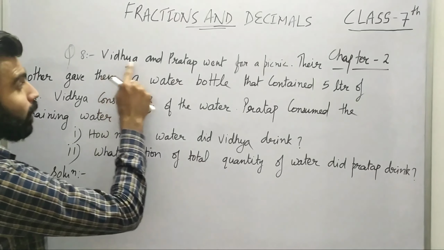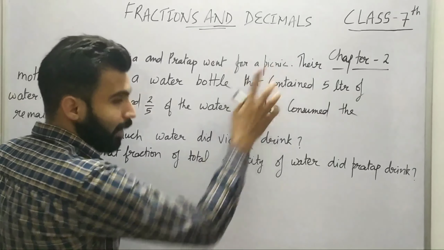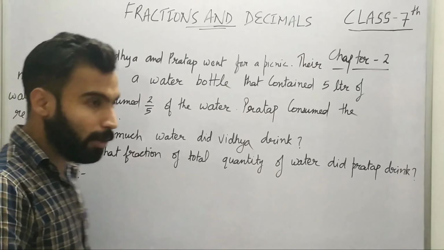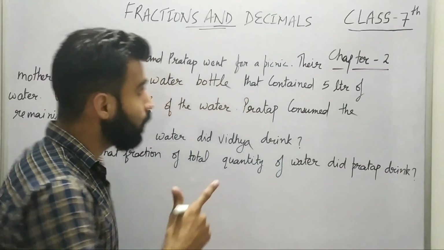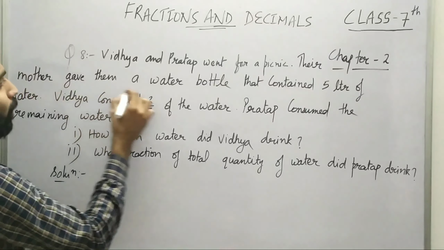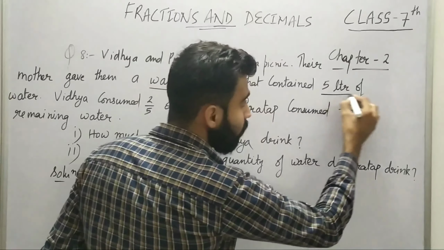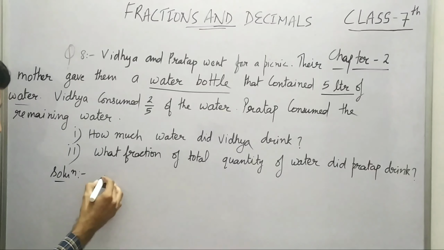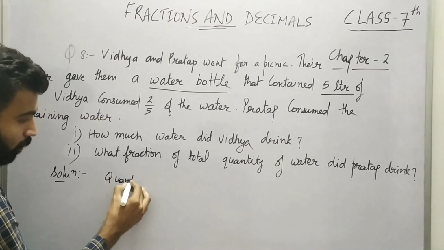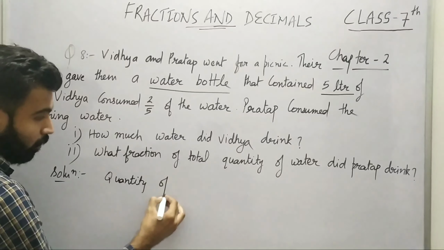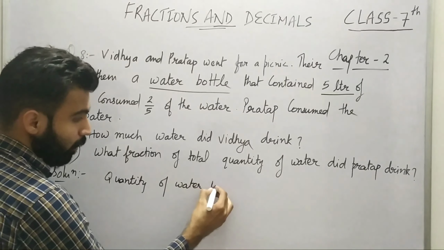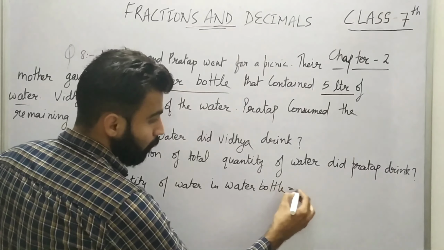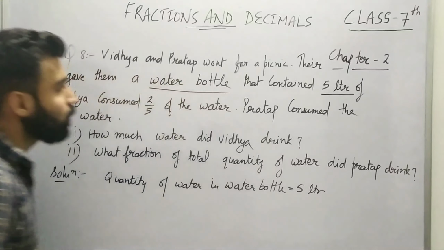Now it says, Vidya and Pratap went for a picnic, right? Now their mother gave them a water bottle. So Vidya and Pratap, 2 children, went to a picnic and their mother gave them a water bottle that contained 5 liters of water. So let me write down what is given to us, right? So quantity of water in the water bottle, right, is 5 liters, right? Let me just read further here.